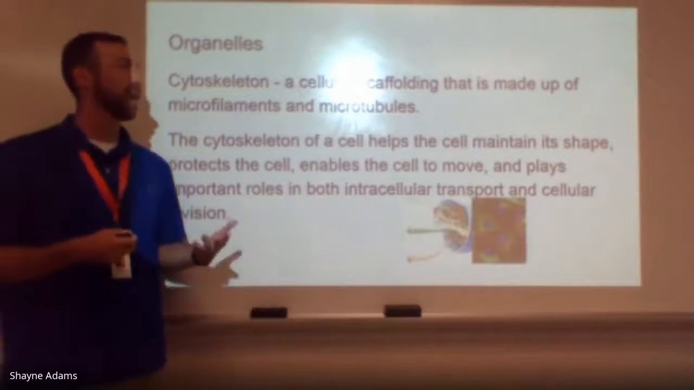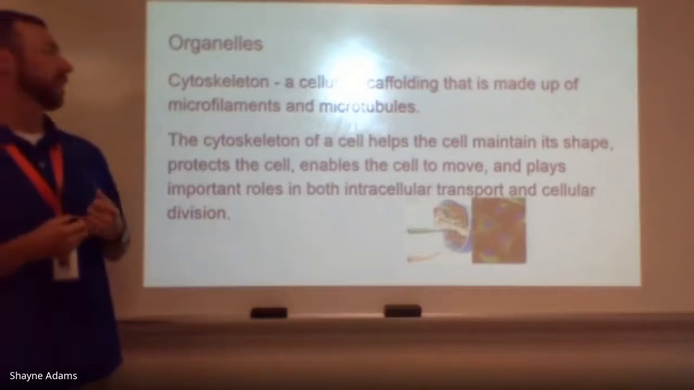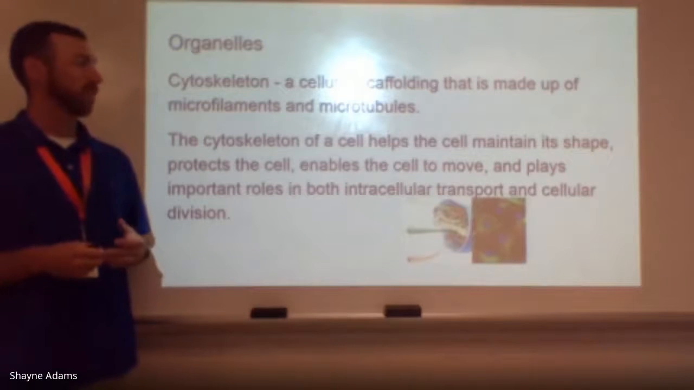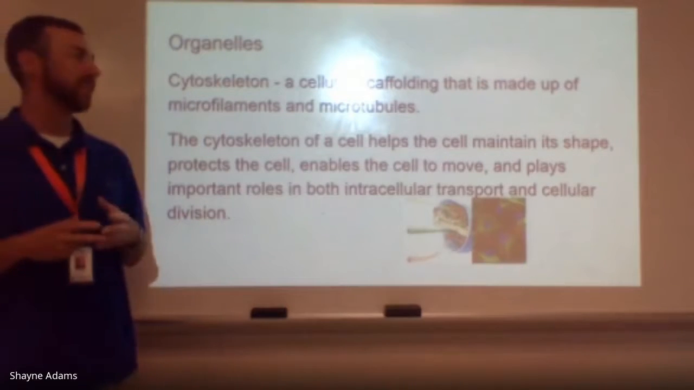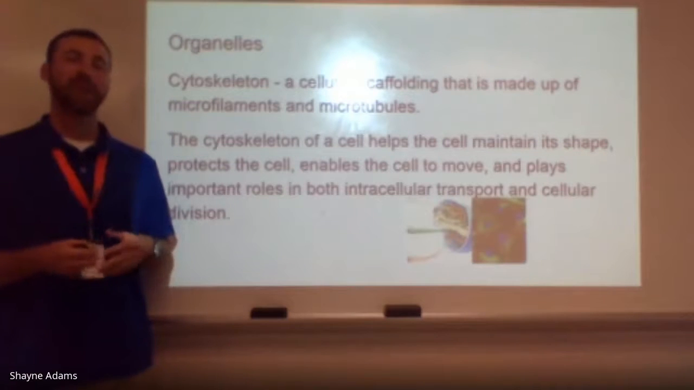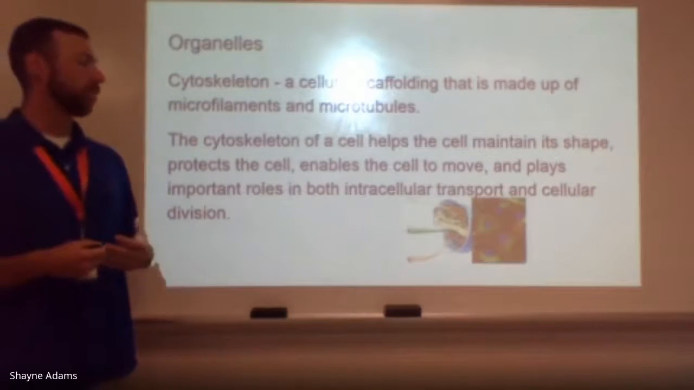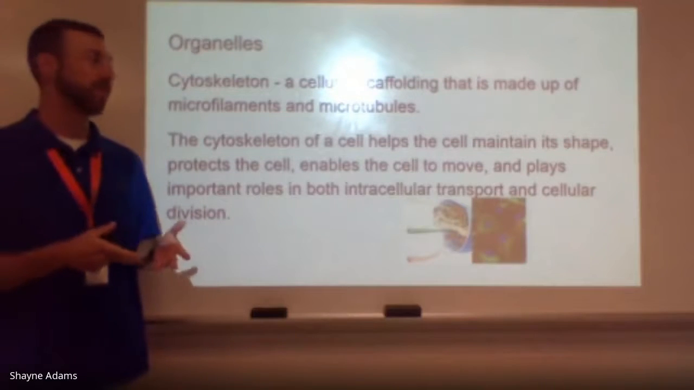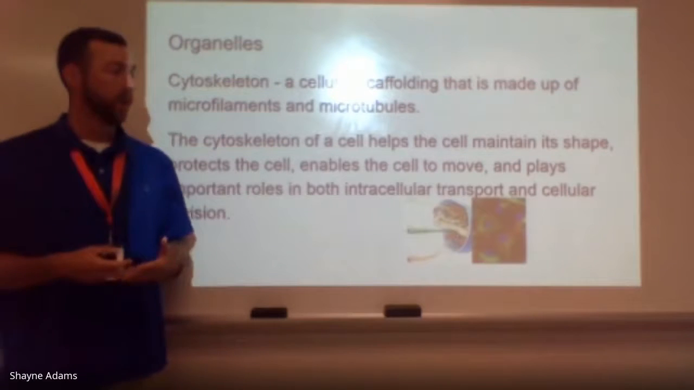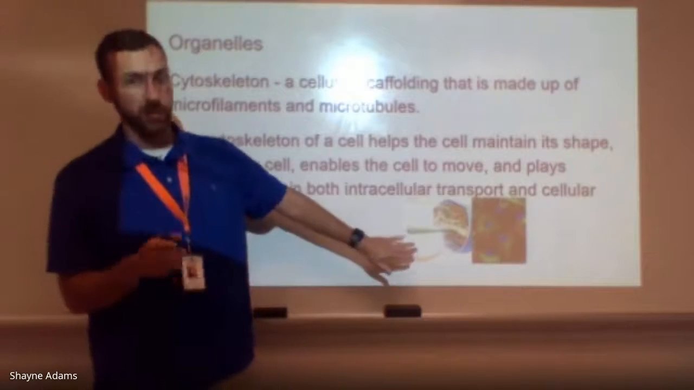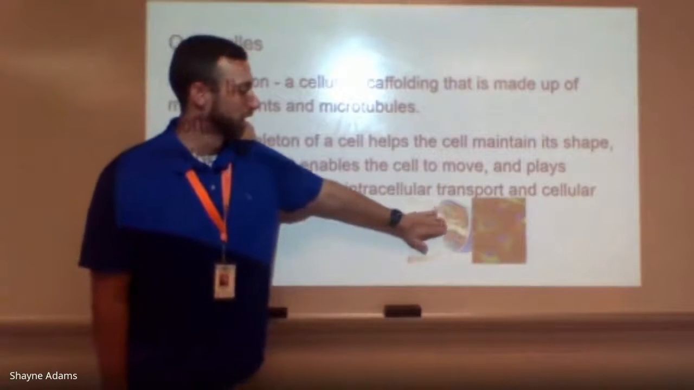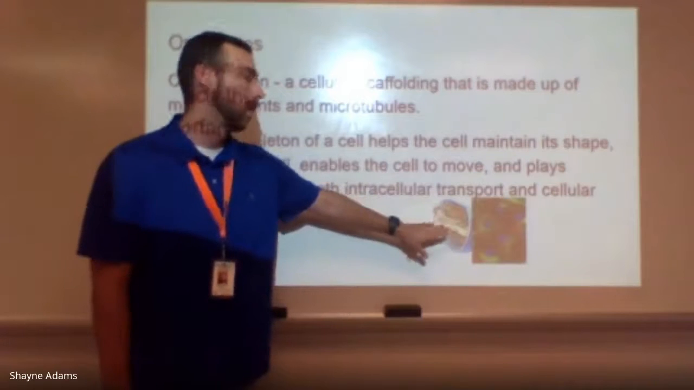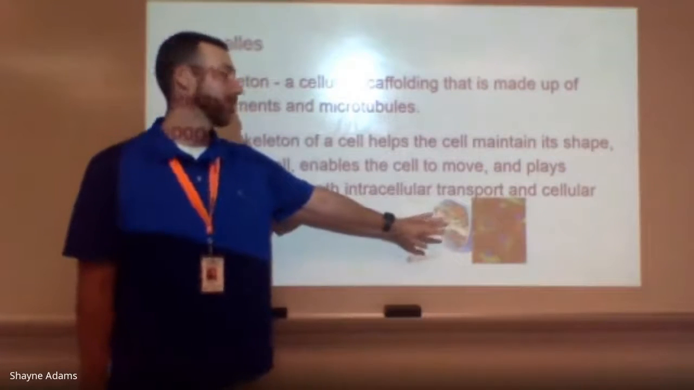The next one is the cytoskeleton. It's a cellular scaffolding. It is made up of microfilaments and microtubules. The cytoskeleton of a cell helps the cell maintain its shape. It protects the cell, it enables the cell to move, and it plays an important role in both intracellular transport, or transport within the cell, and cellular division. It's really difficult to see on the video because it's blurry, but it kind of looks like scaffolding or things that hold the cell, the organelles in place, right? It gives the cell its shape.